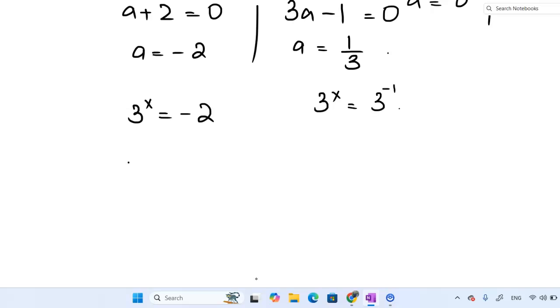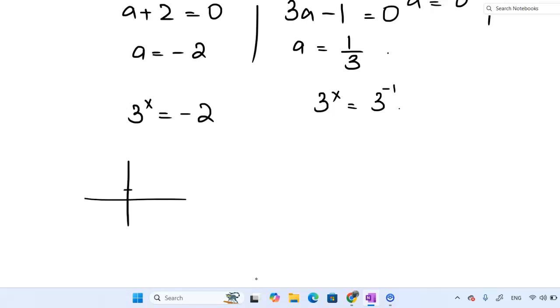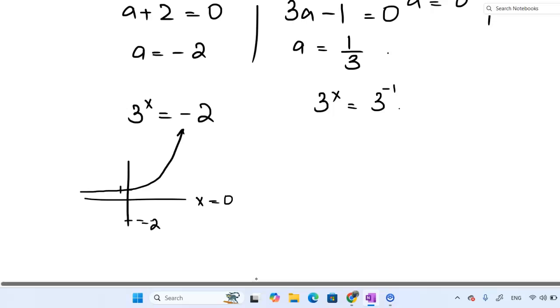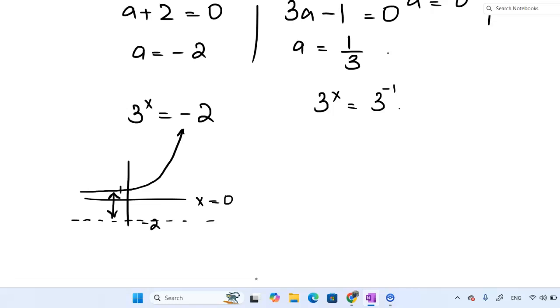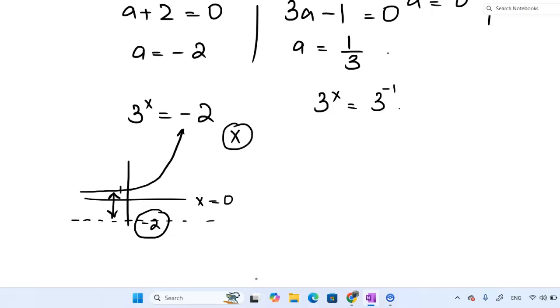Now if I draw the graph of this function, when x is equal to 0, this value is going to be 1. And because it's 3 to the power of x, it's going to increase like that. So we'll have a horizontal asymptote at y equal to 0. If you look at this, the y value is negative 2, which is down here. There's a huge difference between them, so you can't really find a value at y equal to negative 2. That is why you'll have no solution for this one.